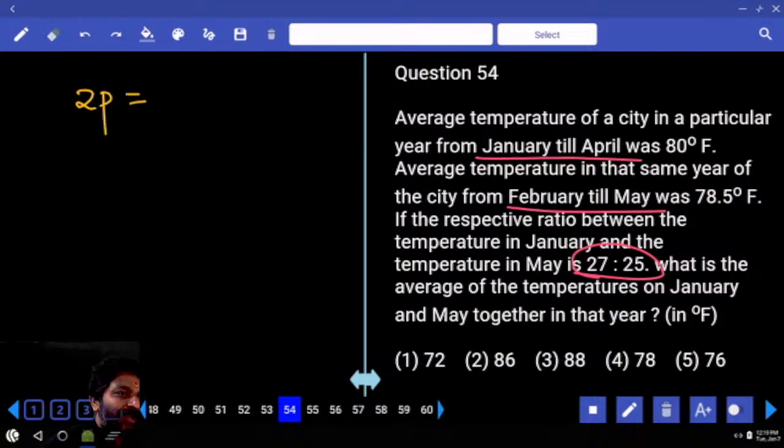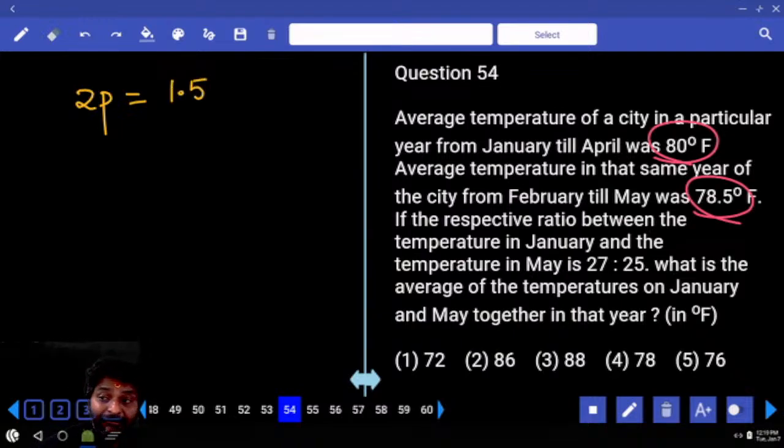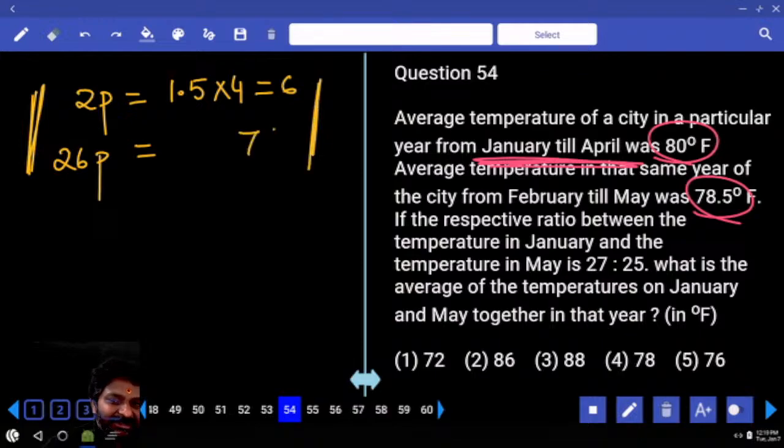Then 2 parts value is equal to the average difference, 1.5, for how many months? 4 months. Then 1.5 times 4 is equal to 6, right? If 2 parts is equal to 6, the question is to identify 26 parts. That is the average, so 2 parts times 13 is 26 parts, so 6 times 13 is 78.